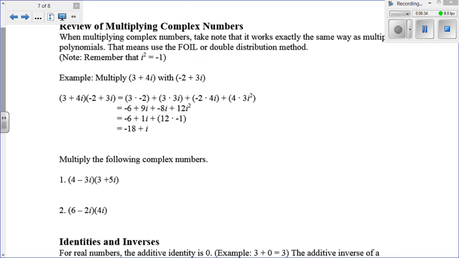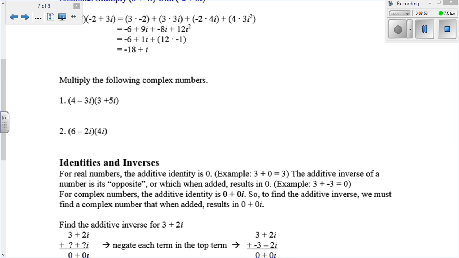Multiplying complex numbers. When you're multiplying complex numbers, it's the same as multiplying two polynomials, so you're going to have to use FOIL or double distribution. And remember that i squared is equal to negative 1. That is huge. Okay, there is an example done for you. You can look at it on your paper. I'm just going to get right to multiplying.